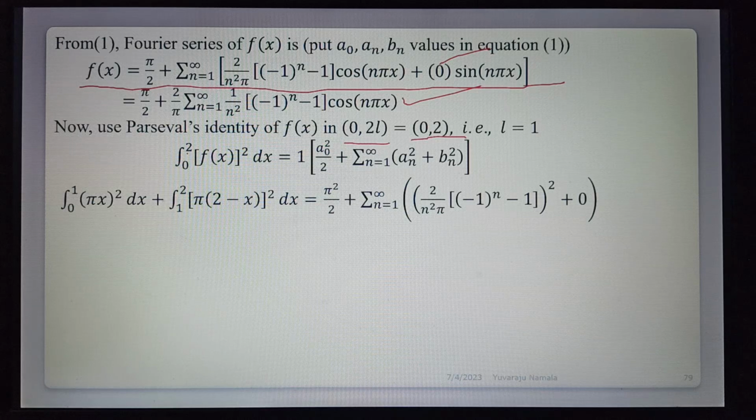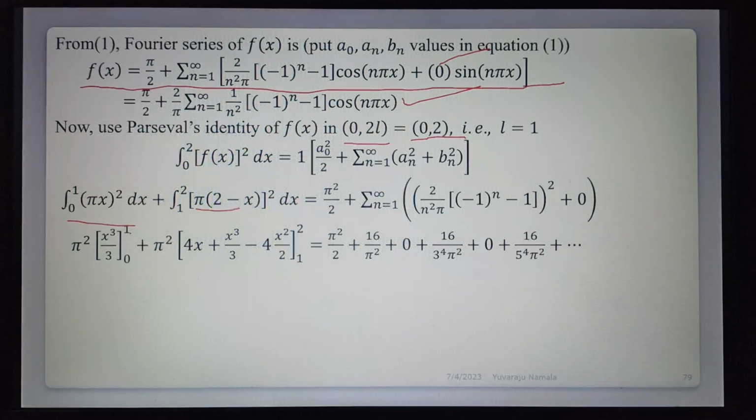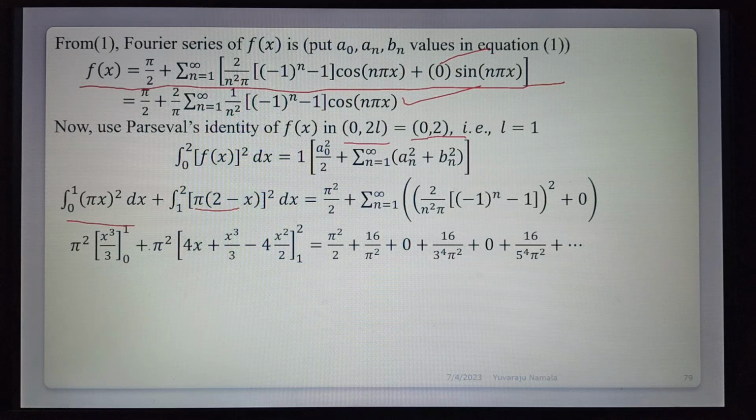So this is also two types of integration, separating the integration: 0 to 1 pi x whole squared into dx plus integration 1 to 2 pi into (2 minus x) whole squared into dx. Here a naught is pi squared by 2 plus summation n is equal to 1 to infinity a_n squared, where a_n is 2 by n squared pi into ((-1)^n minus 1), whole squared, and b_n is 0. So the integration is pi squared into x cubed by 3, 0 to 1, plus pi squared into, expanding 2 minus x whole squared, the integration is 4x plus x cubed by 3 minus 4x squared by 2, limits 1 to 2.